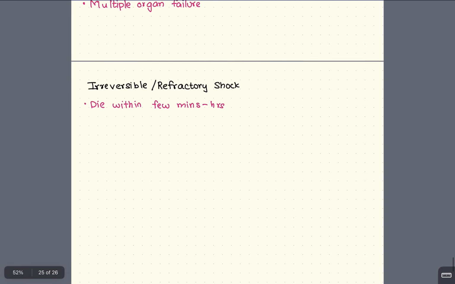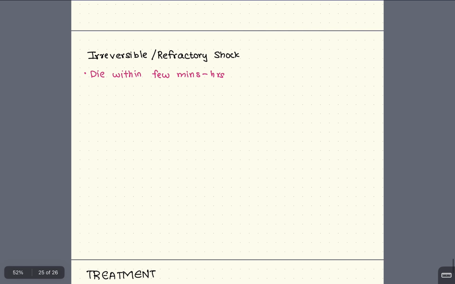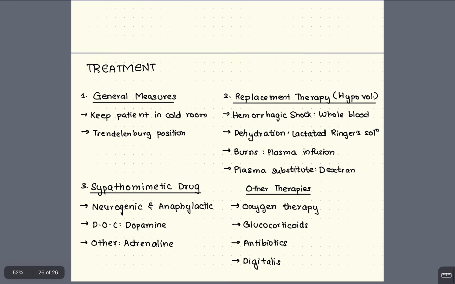Next is irreversible or refractory shock. Here there's no point whatever therapeutic intervention you do, the possibility of dying within a few minutes or hours is more. Okay, that's all about irreversible or refractory shock. Next is about treatment, which is the last topic.